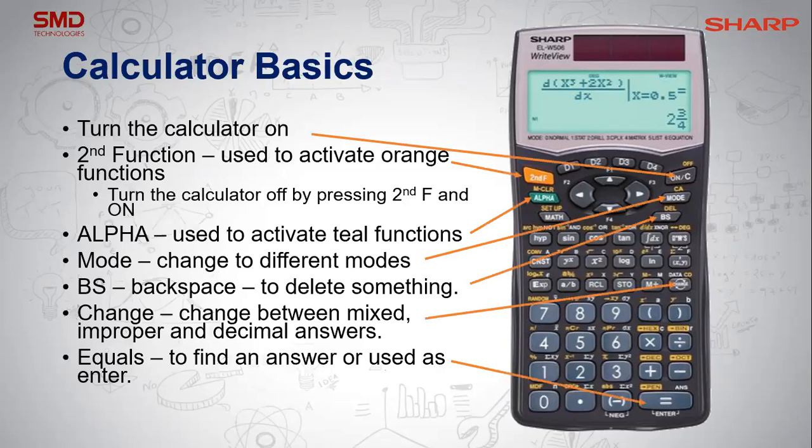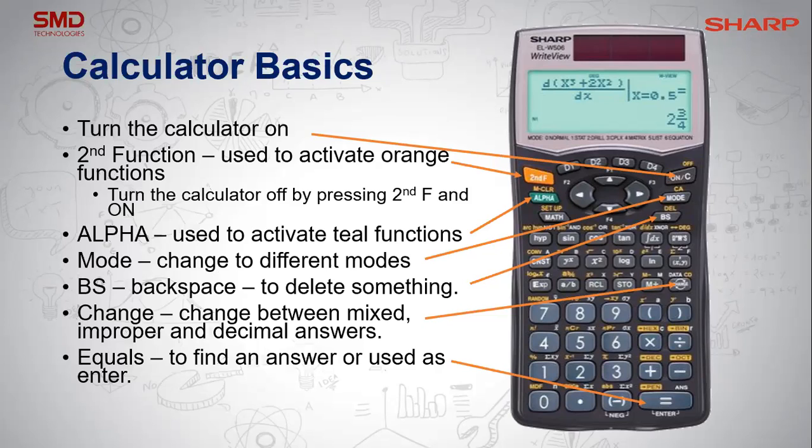Okay, so some basics. The first thing is you need to know how to turn your calculator on. So that is just the on button over here. And then underneath on is second function. And the second function just activates any of your orange functions. Then you have alpha, which is underneath second function, and that just activates any of your blue functions as well. Okay, so alpha is particularly important for statistics as well as for your memory keys. That's mainly what alpha is used for.